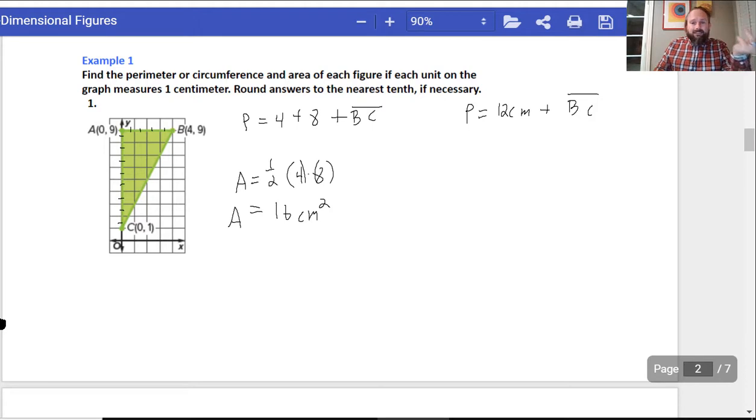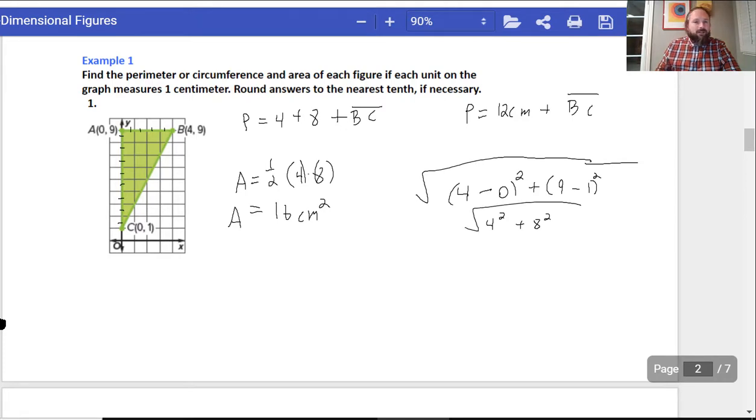So the distance is going to be the x minus the other x squared plus the y, so it's 9 minus the other y, 1 squared. Now we get 4 squared plus 8 squared and the square root of it. 4 squared plus 8 squared is 16 plus 64. And 16 plus 64 is 80. So the square root of 80.